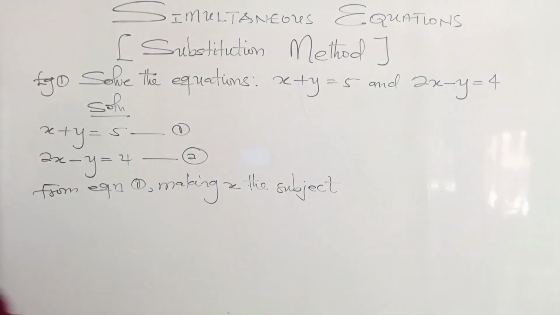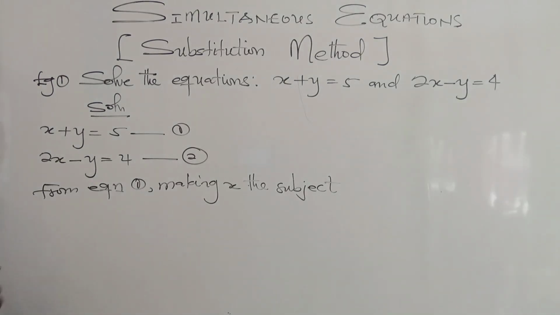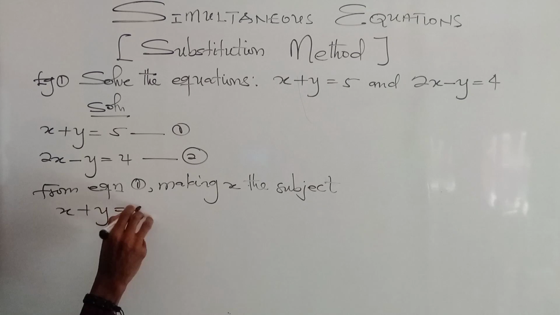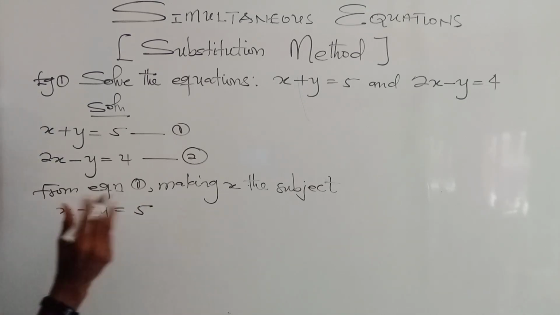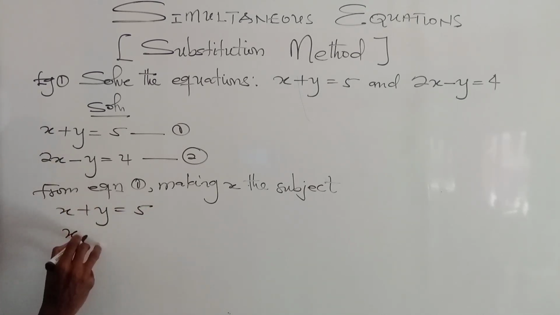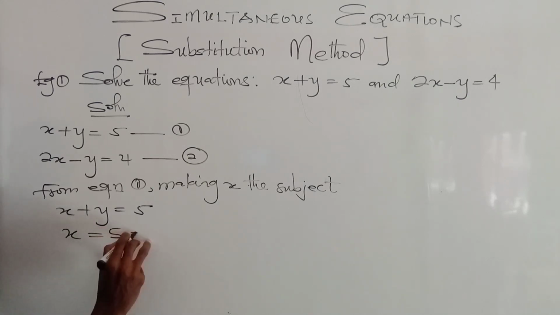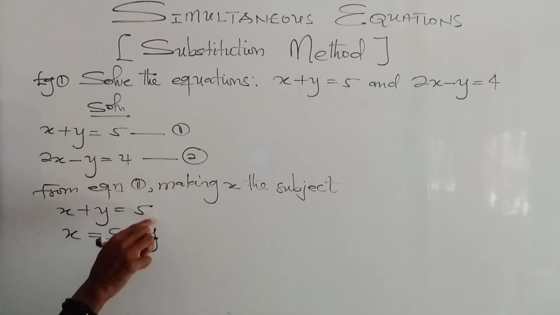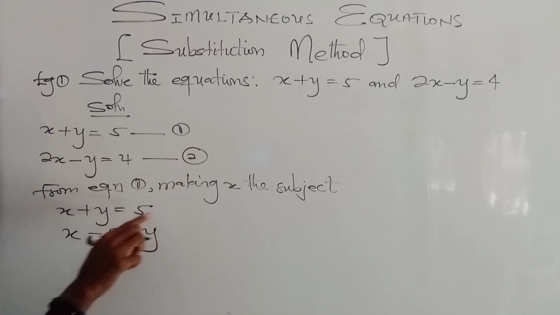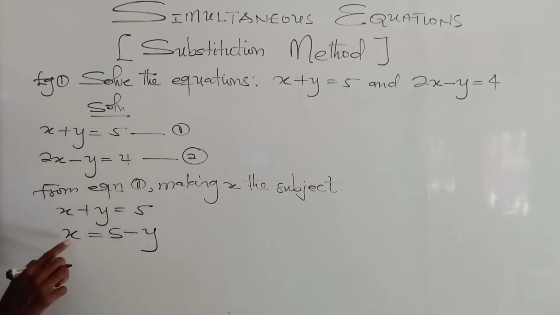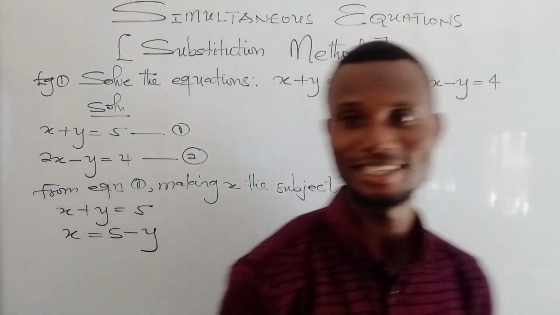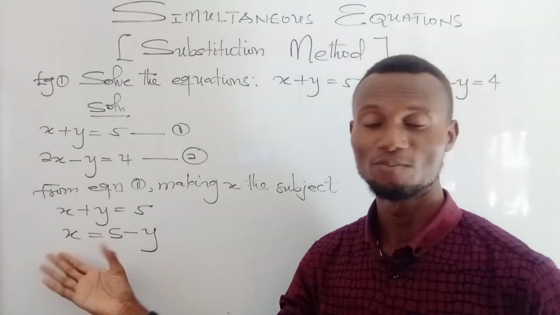From equation 1, we have that x plus y is equal to 5. To make x the subject, you are going to have x is equal to 5 minus y. Because this positive y will cross the equal sign to join the 5 which is here. It is positive, so when you cross the equal sign, it becomes negative. So we have x is equal to 5 minus y. You can see that we've made x the subject from equation 1.